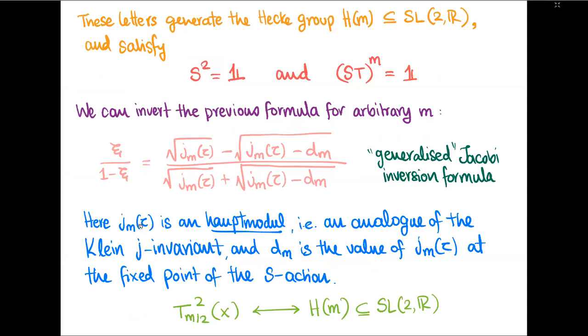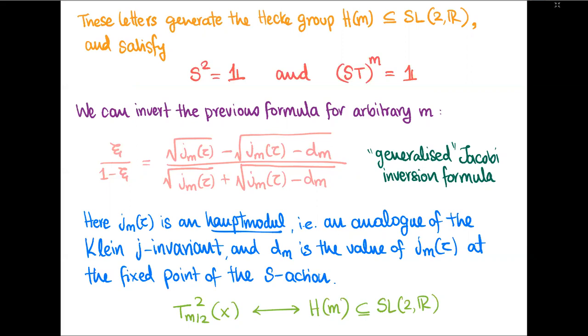J sub m of tau is what's called a Haupt module. It's basically an analog of the Klein J invariant, which is a modular invariant function of tau. That is, it's invariant under all SL2Z action. And D sub m is the value of this Haupt module at the fixed point of the S action. Okay.